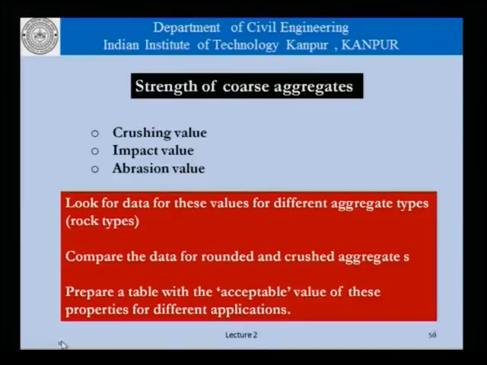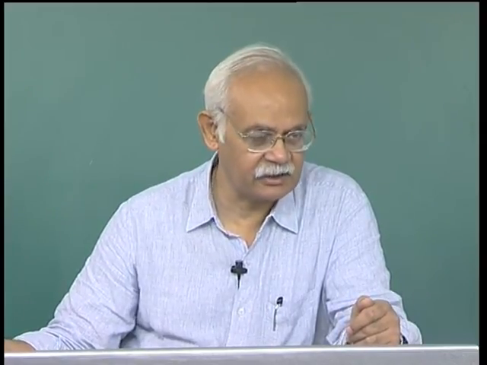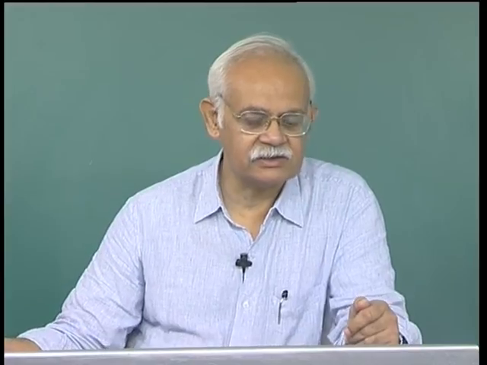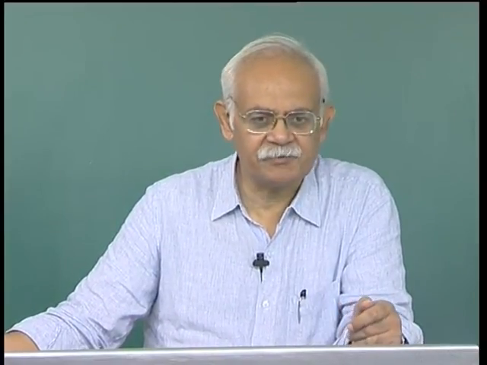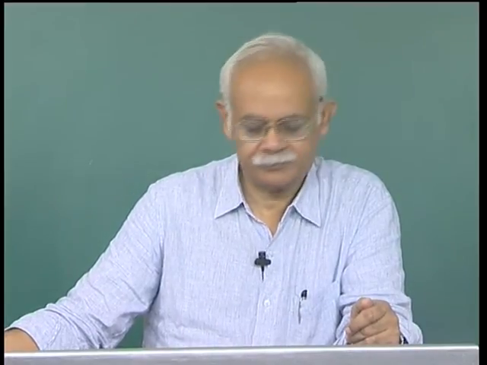And I would encourage you to find out if you can find information about these values for the different rock types. Compare this data for rounded and crushed aggregates. If we can find that data, that will be helpful for you to understand how different rounded particles and crushed particles or crushed aggregate are as far as the strength is concerned as determined by these parameters. The strength could be the same in principle, but depending on the shape of the particle, the measurement we are carrying out would give us different values, and that's something which I would like you to appreciate based on data.